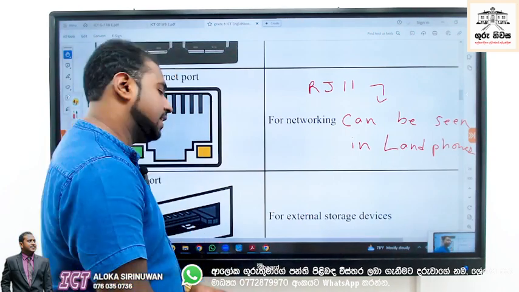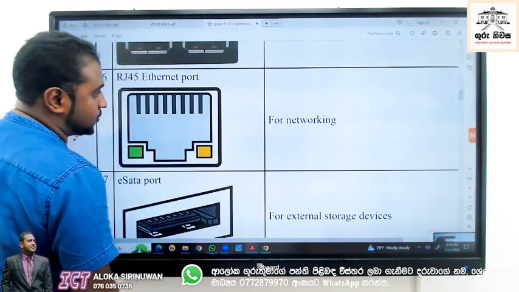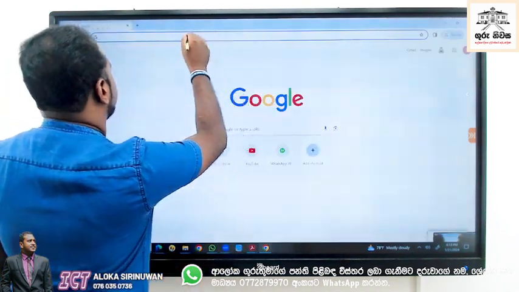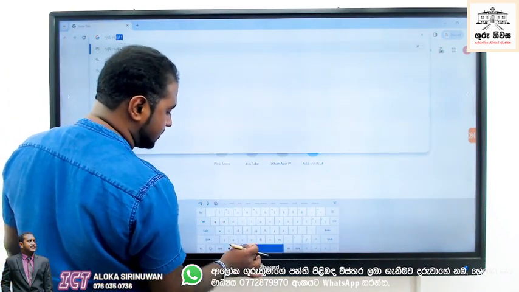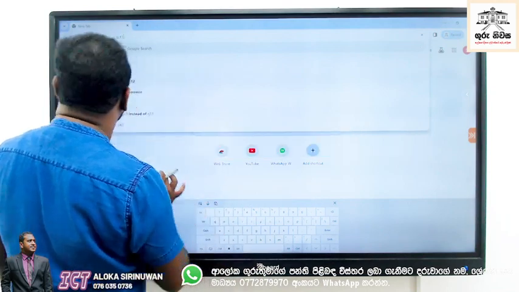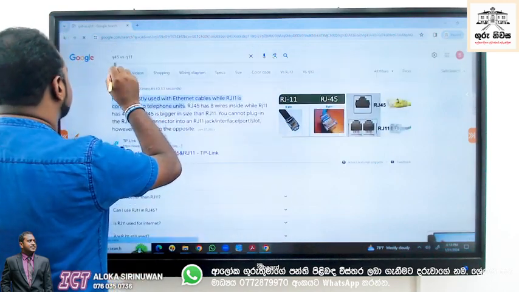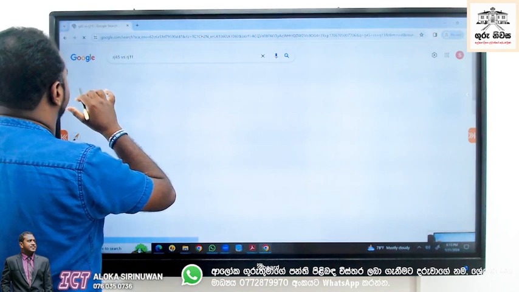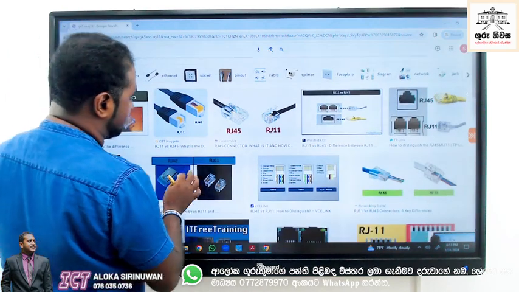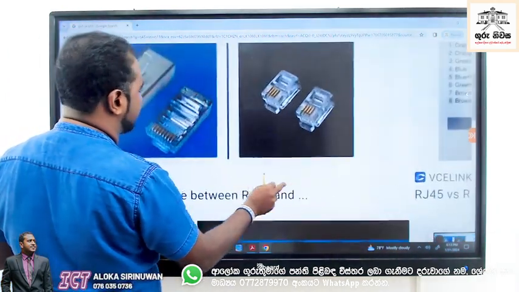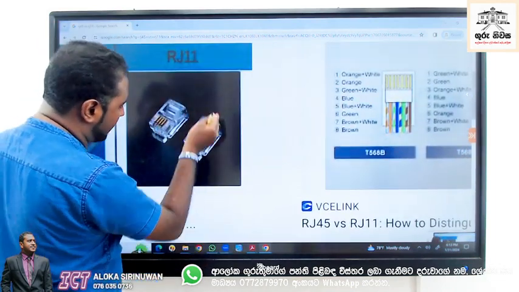So today I will show you a picture of the RJ45 and RJ11 ports. Let me show that. Okay, I will type here RJ45 versus RJ11. Okay, those are the Ethernet ports, but you can see a slight difference between the RJ45 and RJ11. Now can you all see, right? The shape is actually the same, but RJ45 is somewhat bigger than the RJ11.